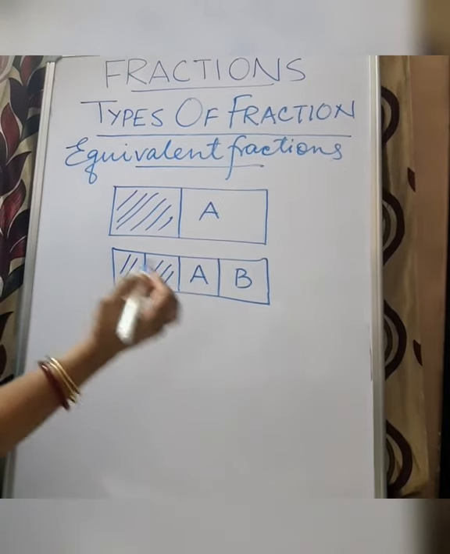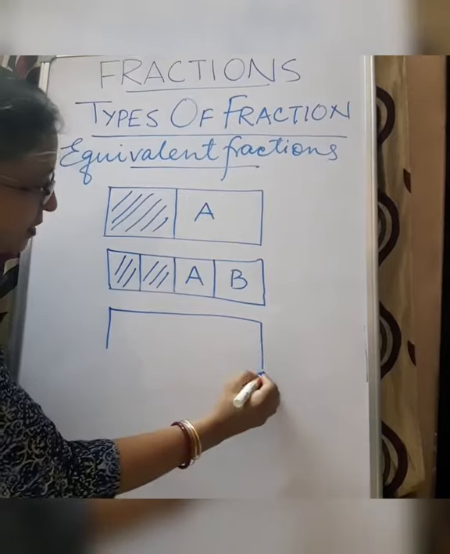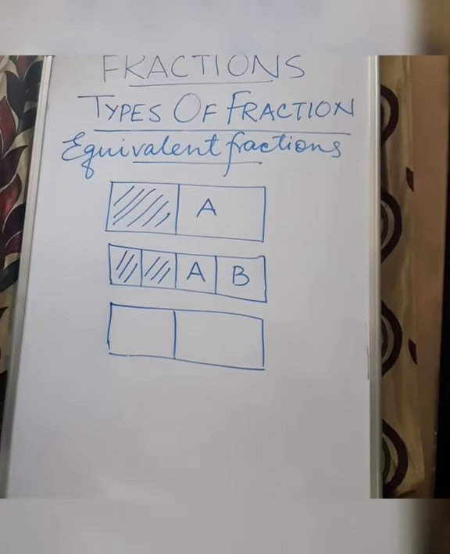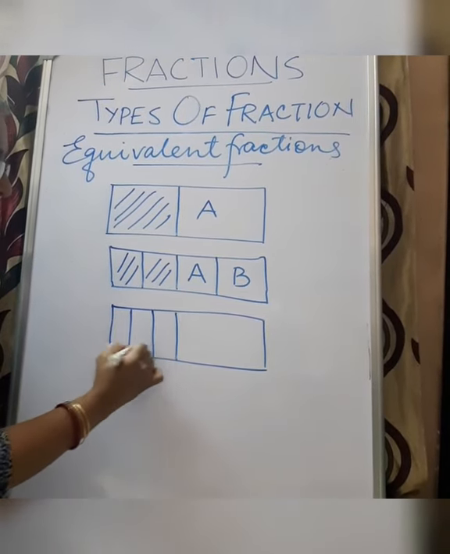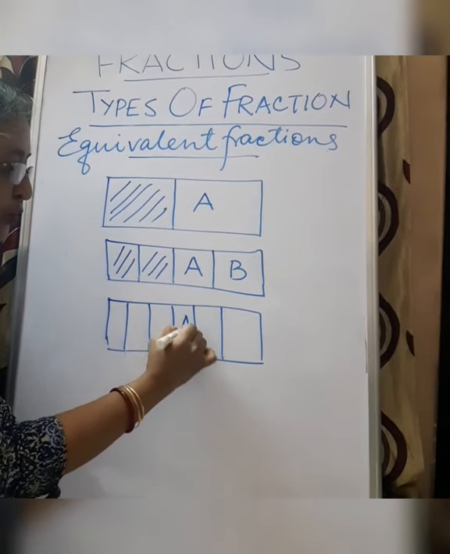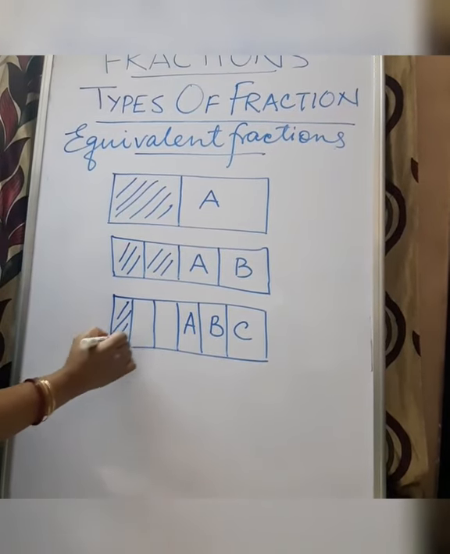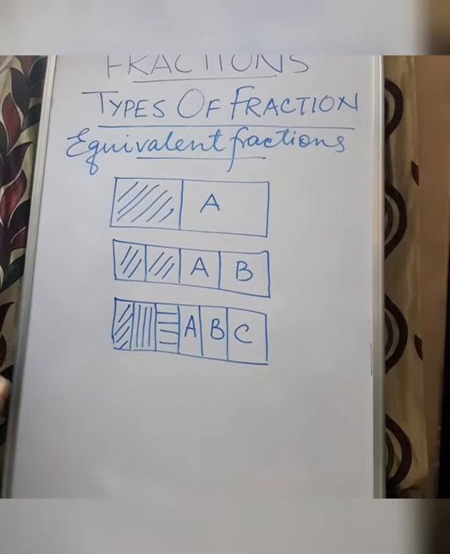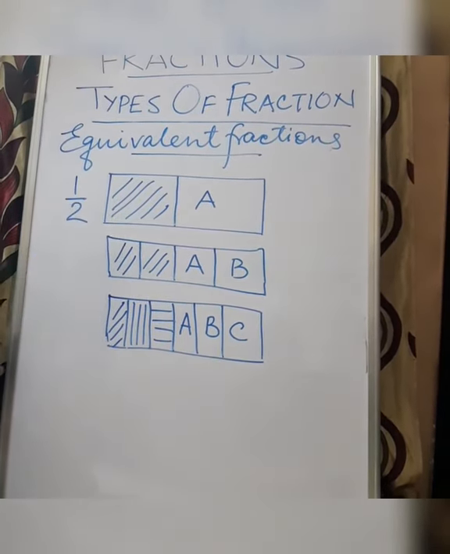As I was giving it to A and B, another student came in and said he also wants to have a share of the chocolate. So I break it into 6 parts. I give this to A, this to B and this to C, but I keep half of the chocolate for myself only. See how we do it? Here also I am getting half of the chocolate.